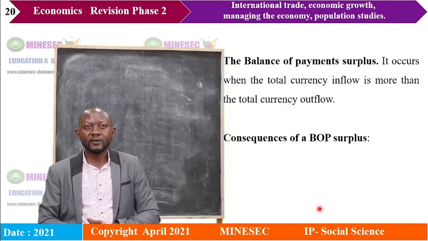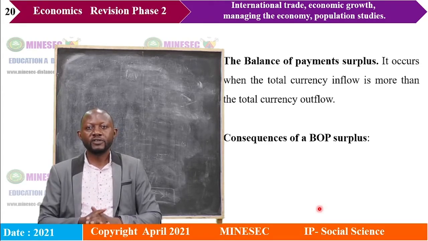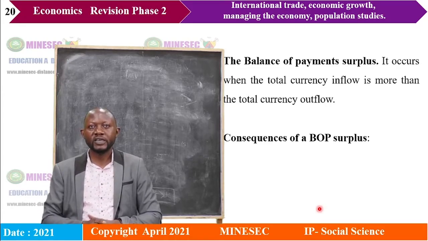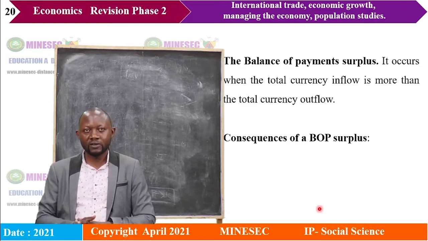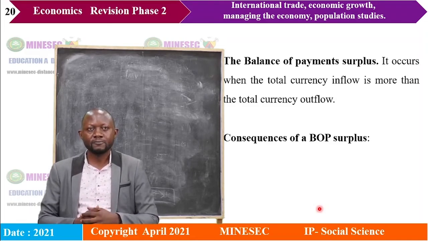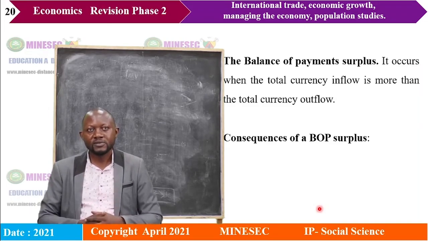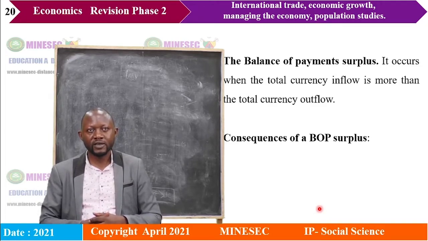Now let's look at the balance of payment surplus. It occurs when the total currency inflow is more than the total currency outflow. That's more money comes in than goes out. A persistent balance of payment surplus is a cause for concern. Let's look at the consequences of a balance of payment surplus.